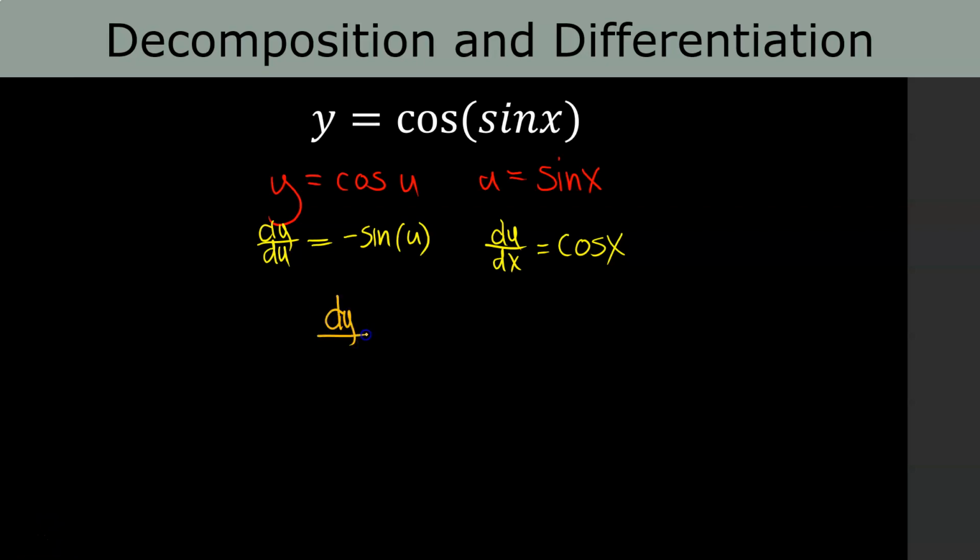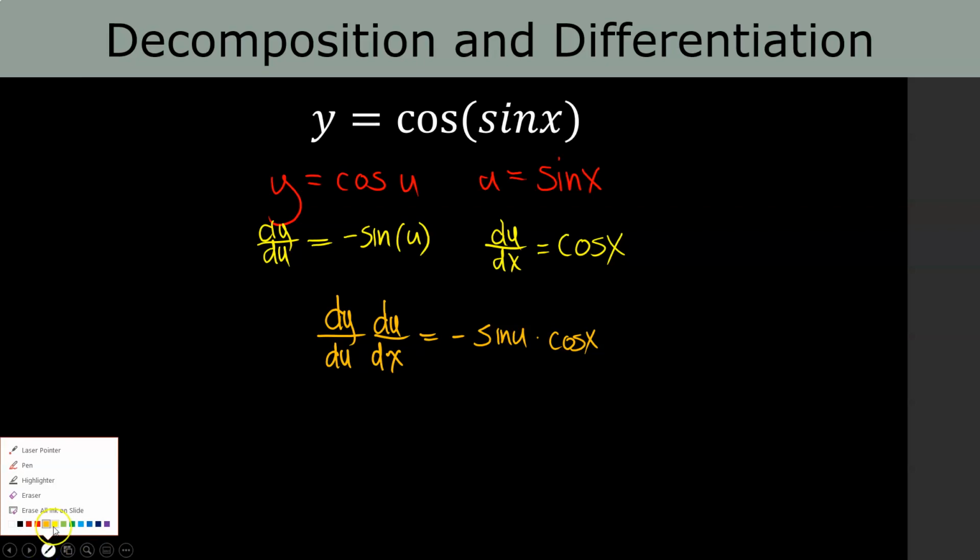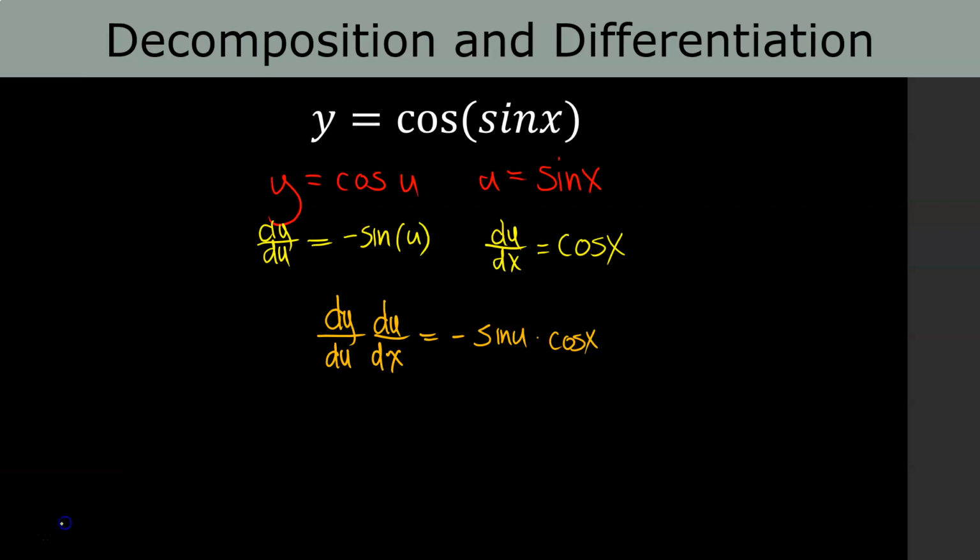So we write, well, just the algebraic stuff, dy over du multiplied by du over dx, and make those replacements on the right-hand side. Dy over du is negative sine of u. Du over dx is cosine of x. And what are we doing? We're going the other way.